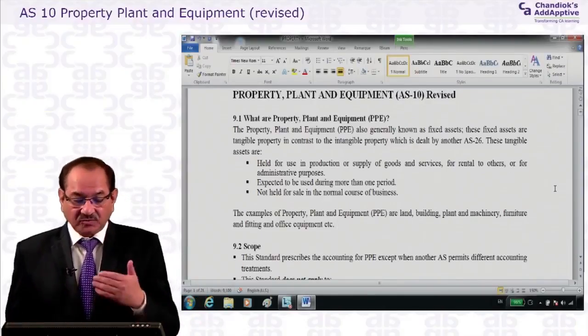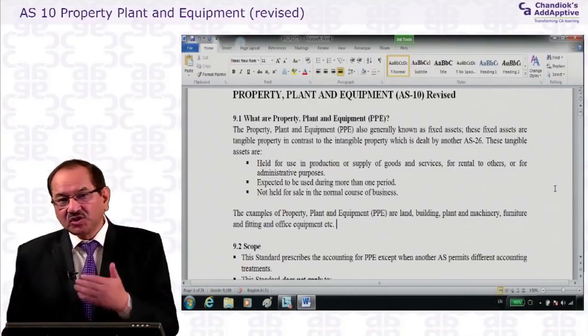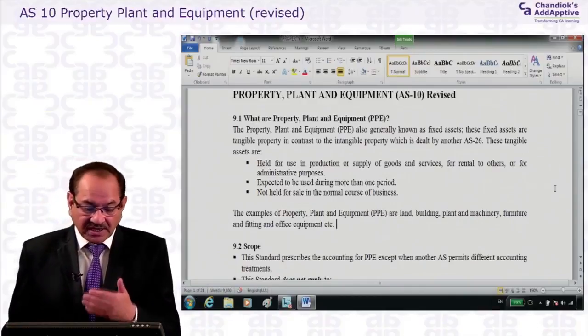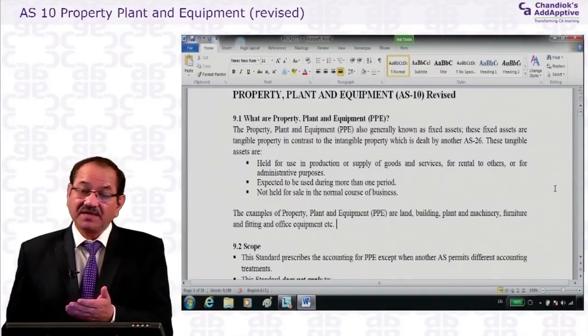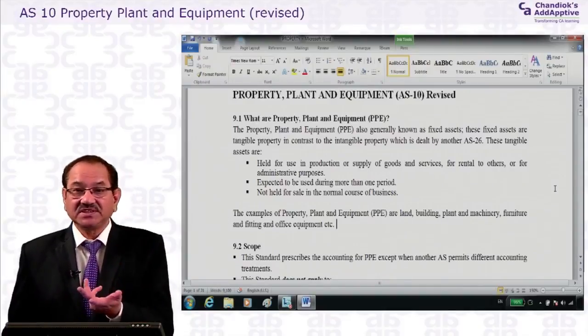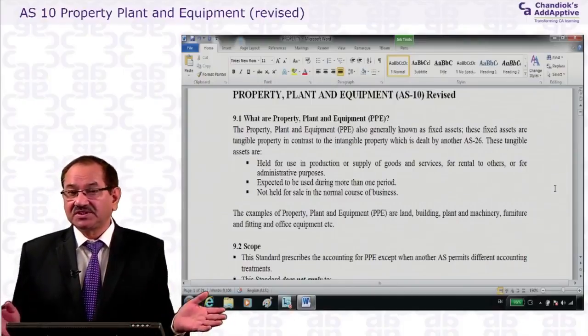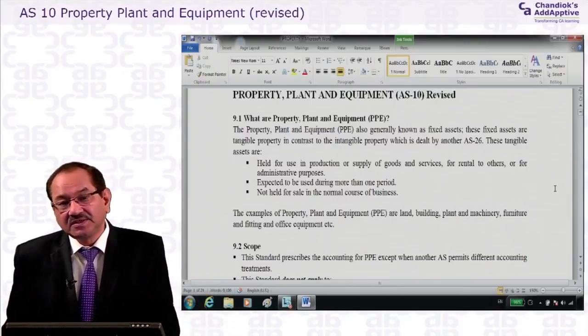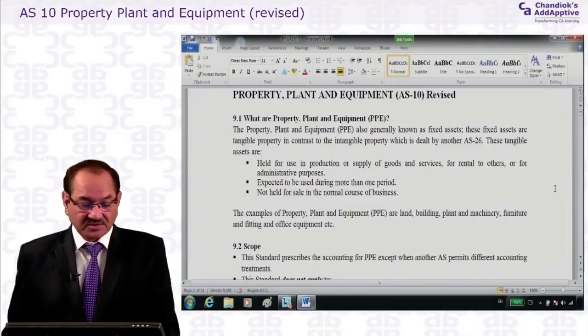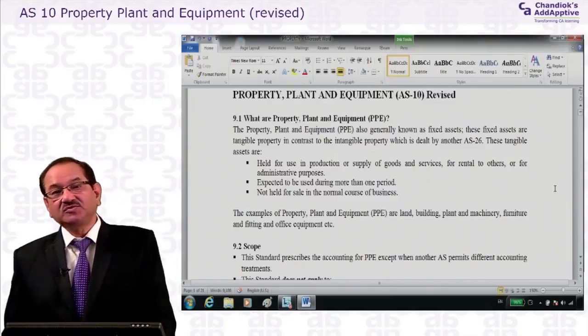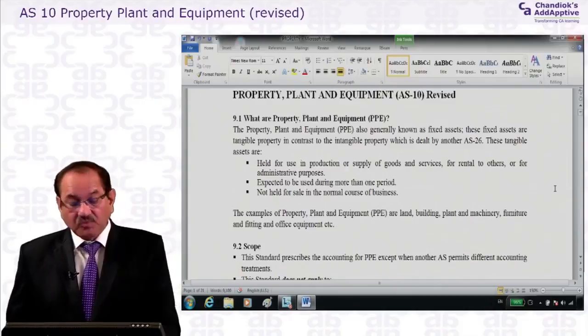That's why the definition includes held for use in production, in supply of goods or services, for rental to others, or for administrative purposes. So that's the characteristic of property, plant and equipment. Expected to be used during more than one period.